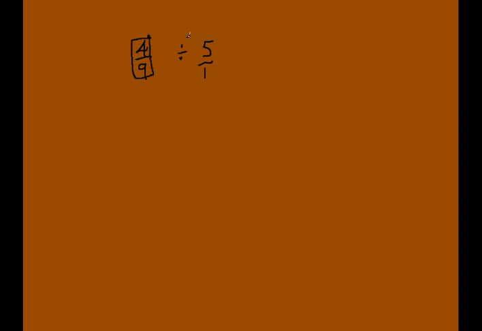Keep, change, flip. So we're going to keep this fraction, we're going to change it to a multiplication sign, and we're going to flip this. So keep, change, then flip. Now, we can go ahead and multiply top with top and bottom with bottom. 4 times 1 is 4. 9 times 5 is 45.